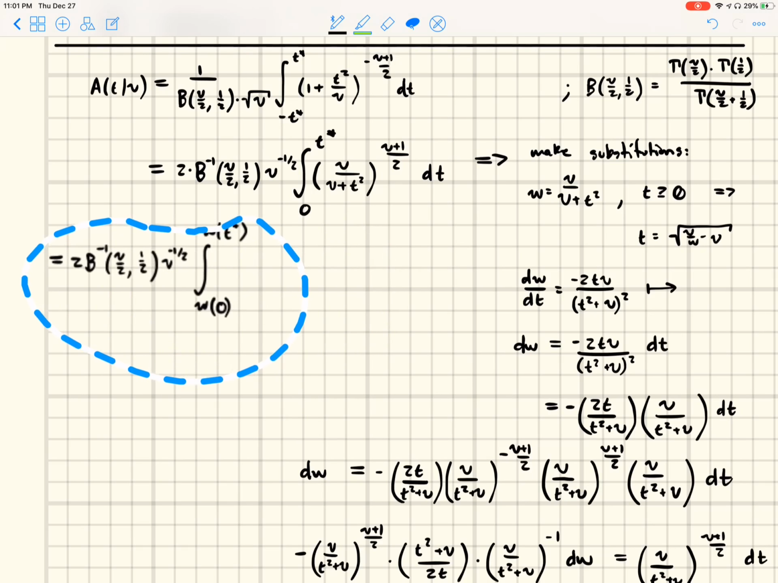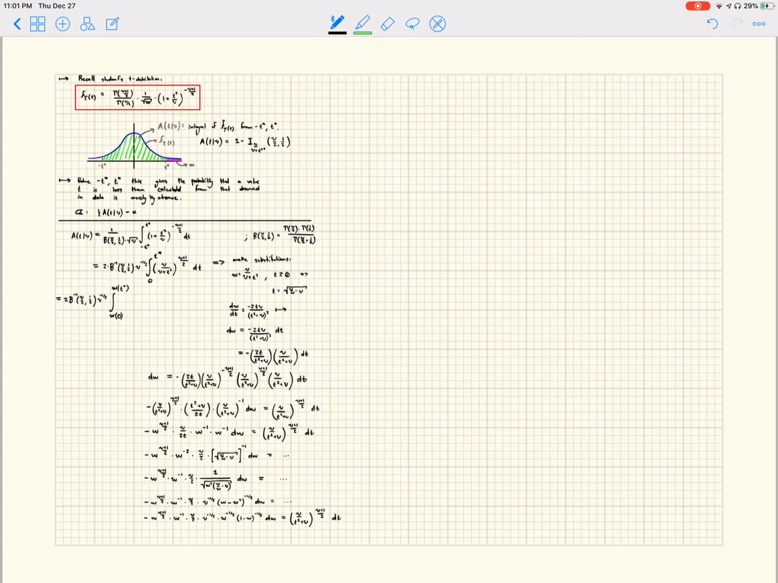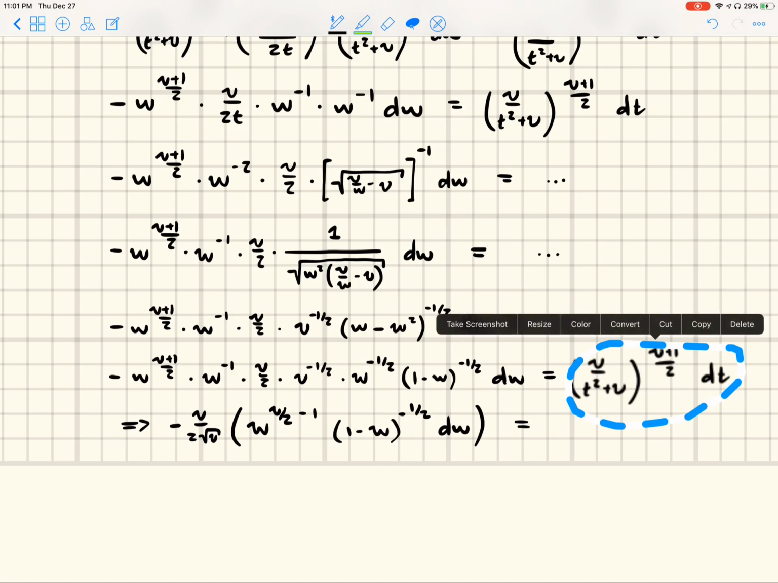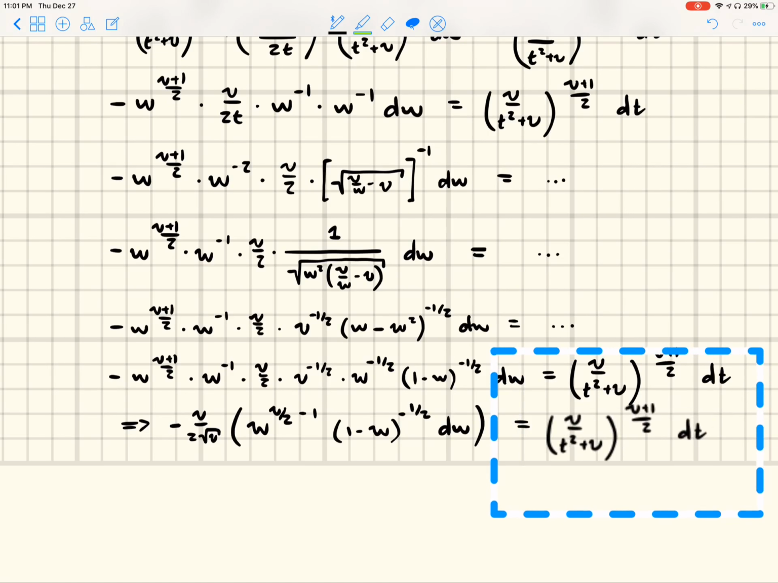with an integrand given by this function here, which I'm going to simplify real quick. And this simplifies to this value, v to the square root of v, w to the v over 2 minus 1, minus w to the negative 1 over 2 dw. And that's equal to that right-hand side, which is our integrand that we're replacing.